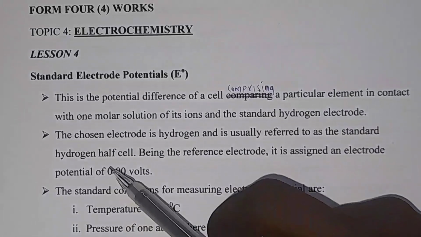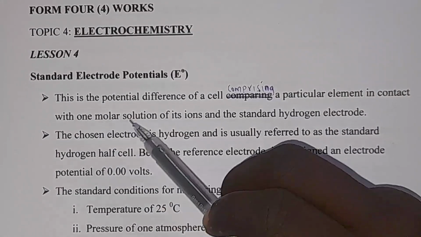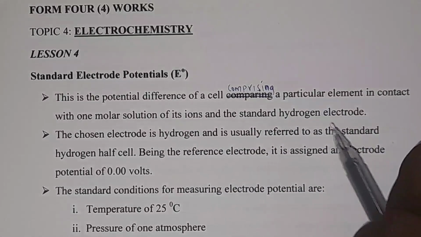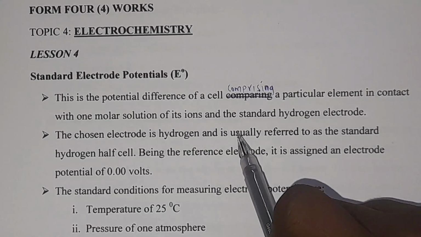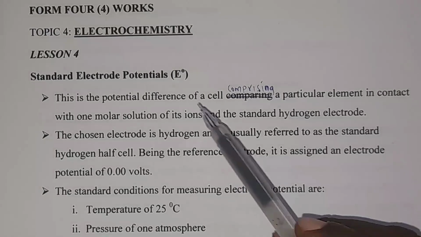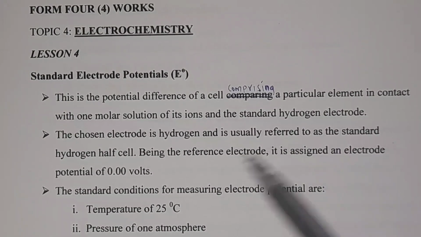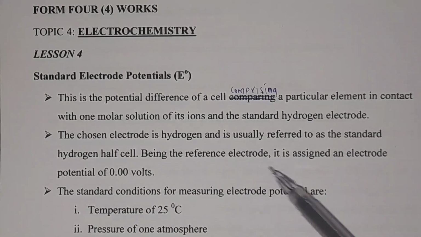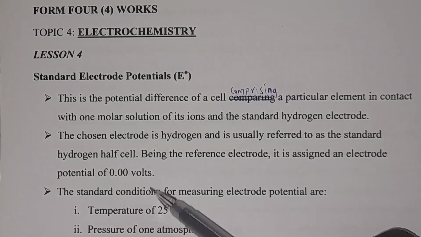So let us start by defining what standard electrode potential is. We are saying this is the potential difference of a cell comprising a particular element in contact with 1 molar solution of its ion and the standard hydrogen electrode. The chosen electrode is hydrogen and is usually referred to as the standard hydrogen half cell. Being the reference electrode, it is assigned an electrode potential of 0.00 volts.